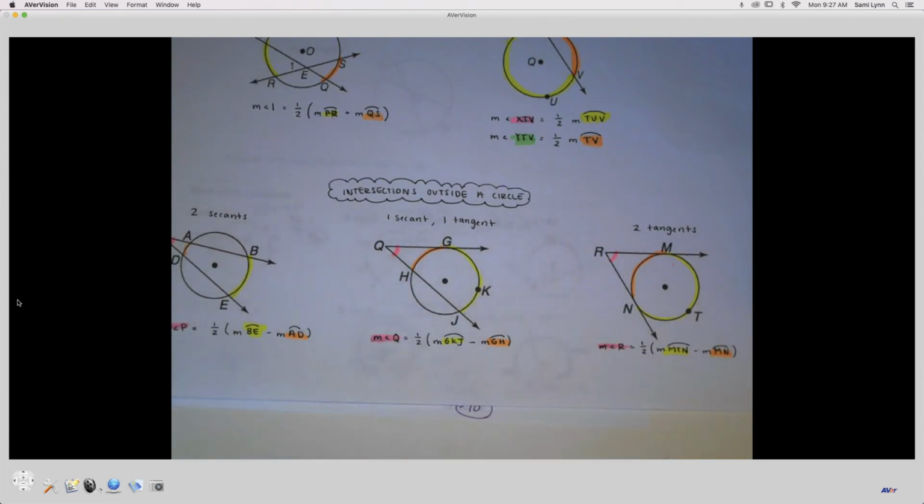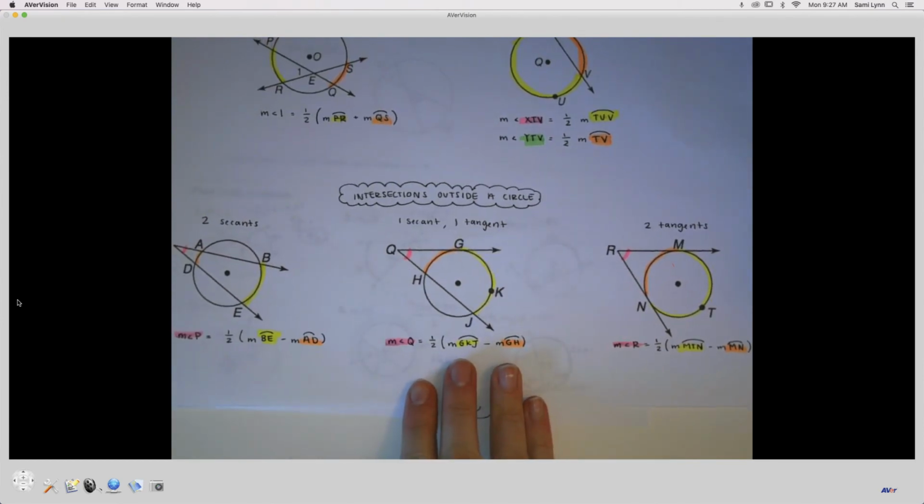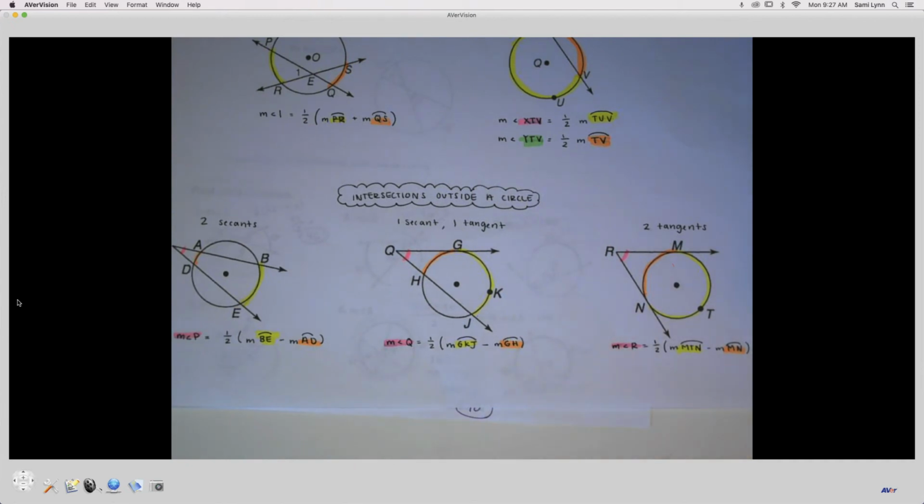All right, let's talk a couple more. It looks like a lot, but the equation or formula for all 3 of these is exactly the same. I just want to show you a couple different ways that our lines can be set up so that we can use it. So, intersections outside a circle.